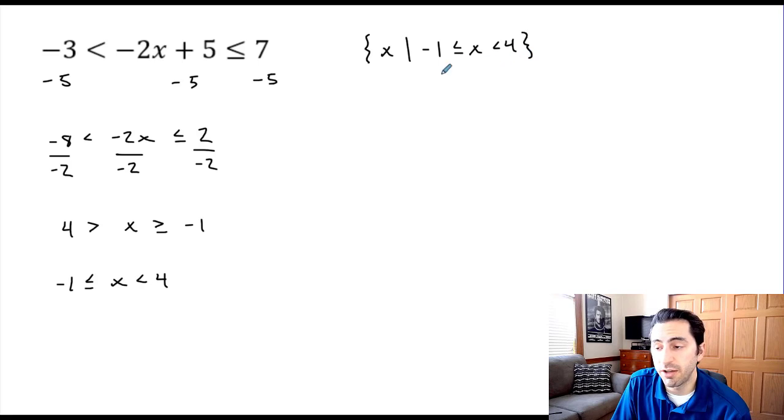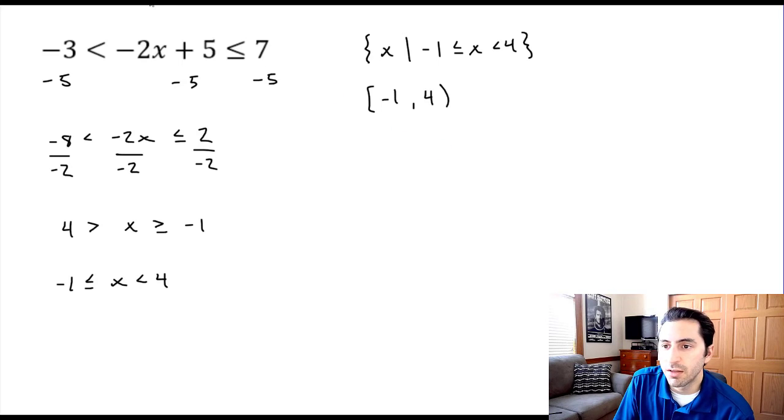I can write this in interval notation. So I'm describing an interval that goes from negative 1 and stops at 4. Here I'm doing a square bracket on the negative 1 because I do have the or equal to, so I want to include negative 1, but it's a parenthesis on 4 because we're not including that one. And then the last way we can represent this is on a number line.